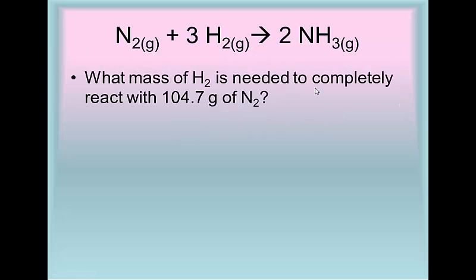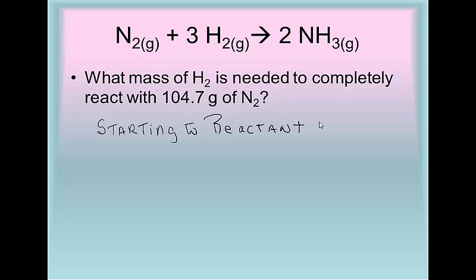Still using the Haber process. And this time, it's a mass-to-mass situation. They're asking you what mass of hydrogen gas is needed to completely react with a quantity of nitrogen gas. A couple of things I want you to notice here. I want you to notice the fact that we are starting with a reactant, and I'm actually going to call it reactant number 1.